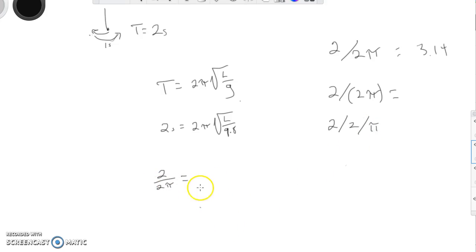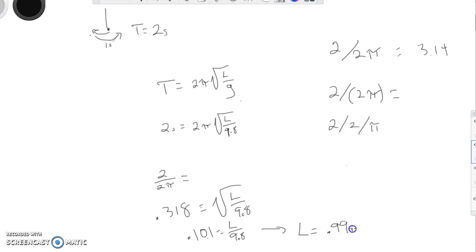So anyway, after you enter this into your calculator, you should get about 0.318 equals the square root of L over 9.8. Now you go ahead and square both sides and get 0.101 equals L over 9.8. And to finish this off, you'd multiply both sides by 9.8. So L would be equal to 0.99 meters. Okay?